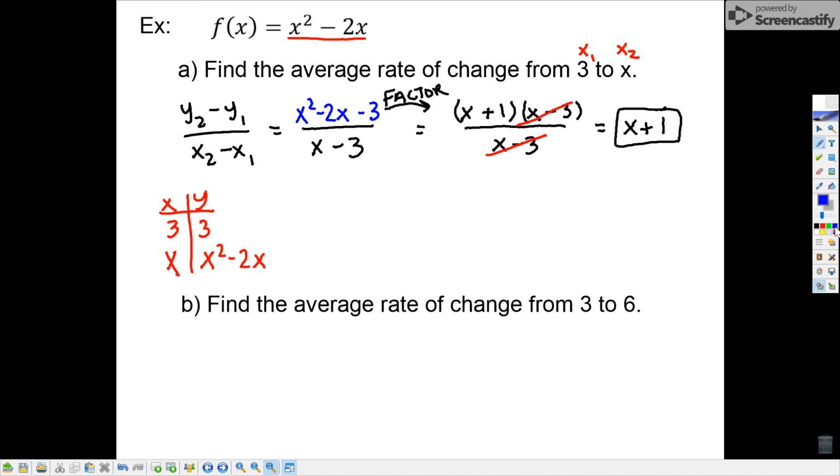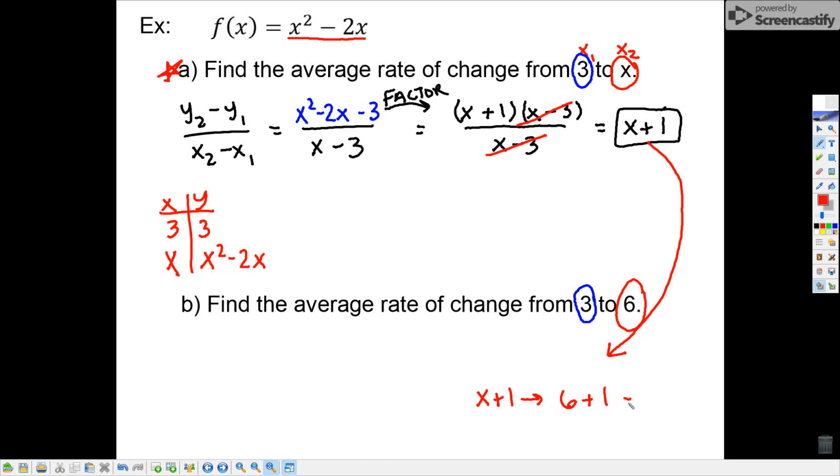So let's go to part B, because part B is kind of interesting. We're finding the average rate of change from 3 to x. Notice on part B, it's from 3 to 6. So from part A to part B, the only difference is the x is now a 6. That means we can use part A in our answer. We have an answer of x plus 1, right? Well, x is 6. So I'm using part A's answer, that x plus 1. I'm changing that x to a 6, which means my average rate of change, or my slope, is 7.